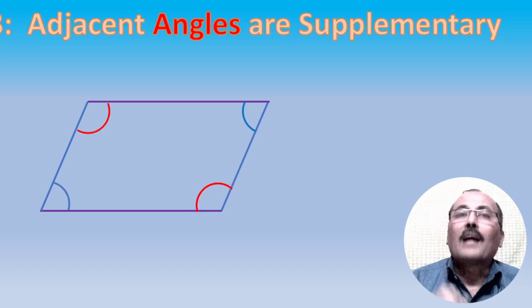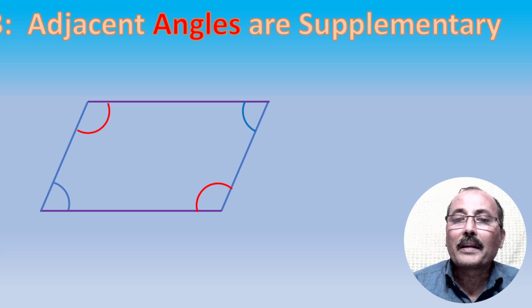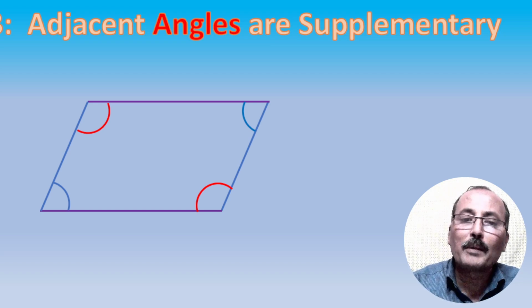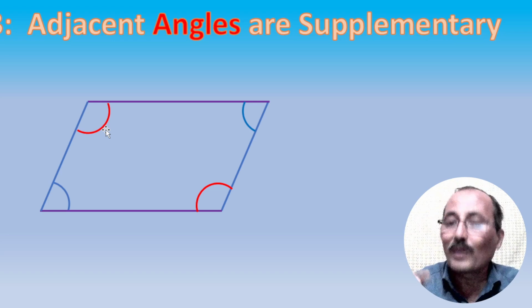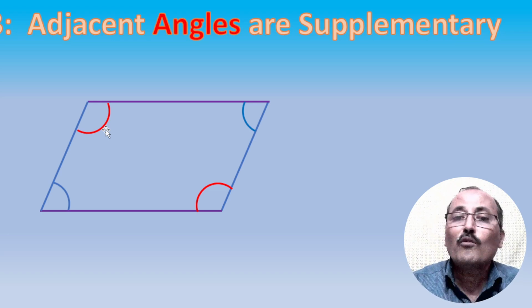Property number 3, adjacent angles are supplementary. What does it mean? Adjacent angles are supplementary. This first angle and this angle form 180 degree. Supplementary means 180 degree. Both are going to form 180 degree.